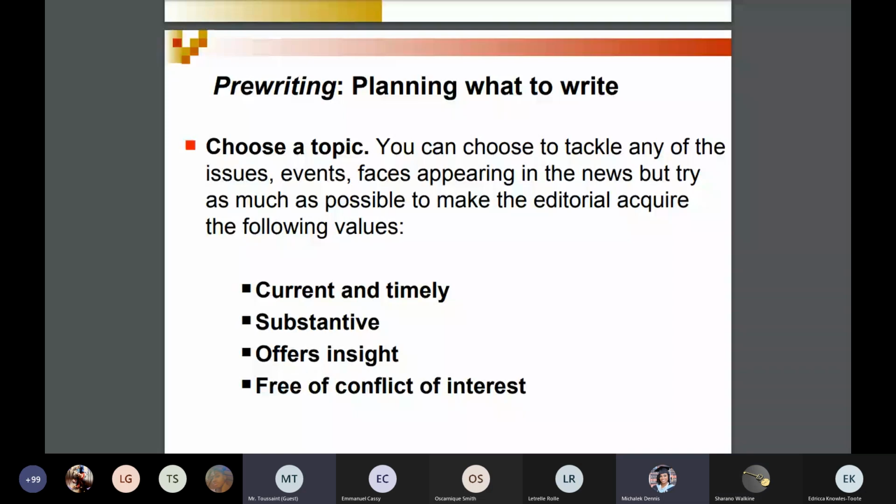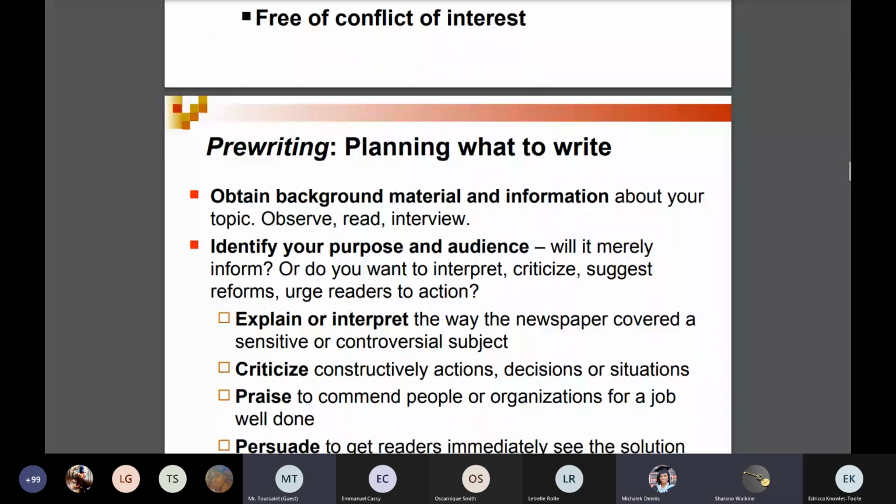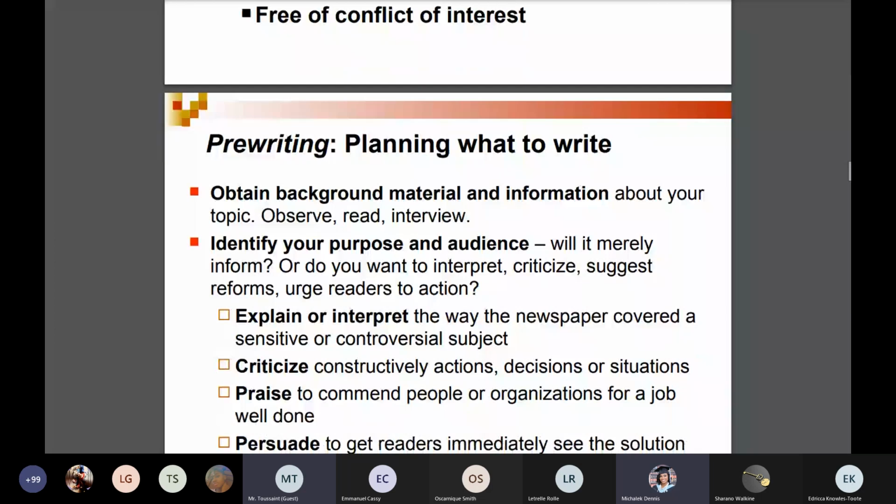First, it must be current and timely. Something that's very recent makes a good topic for an editorial. It must be substantive in terms of information given, and offer insight. So you want, at the end of the day, to give insight, and you want your editorial to be free of conflict of interest. So I want to look at these, and I guess this is where we'll start.